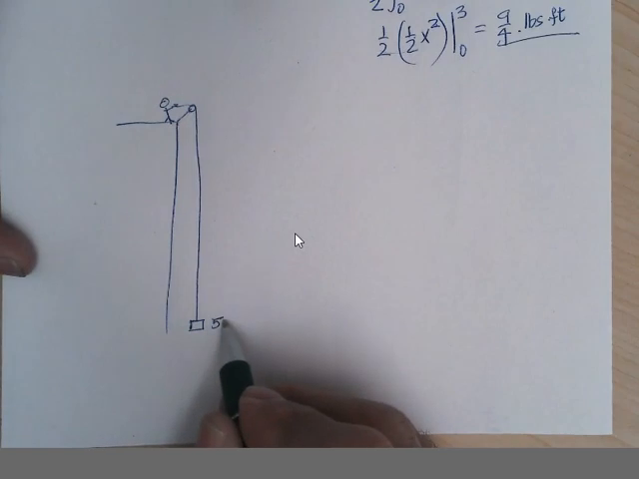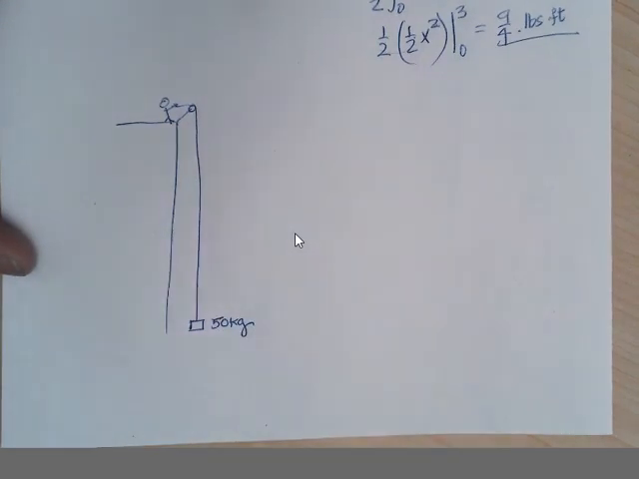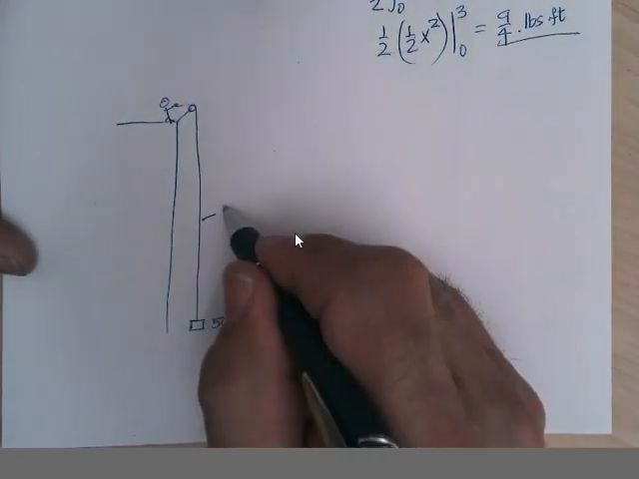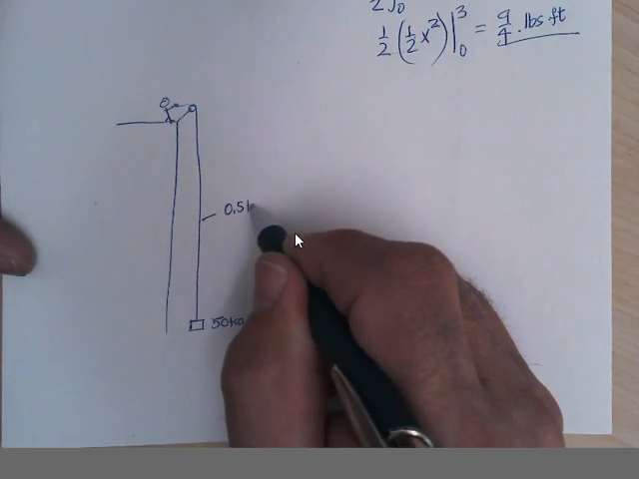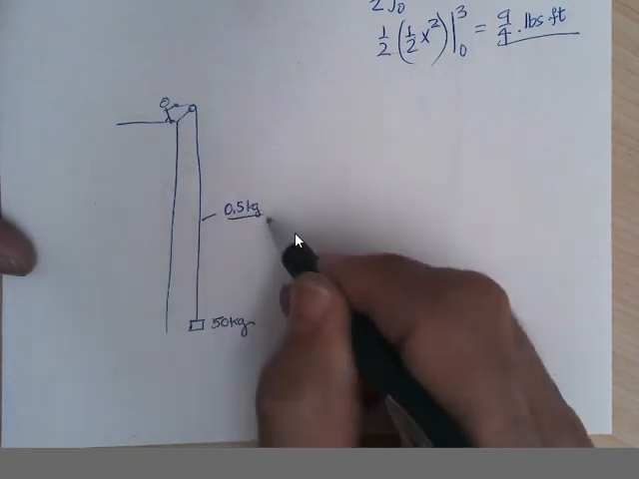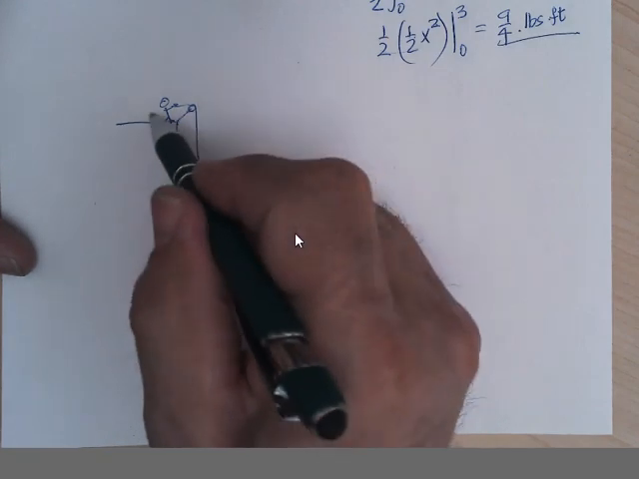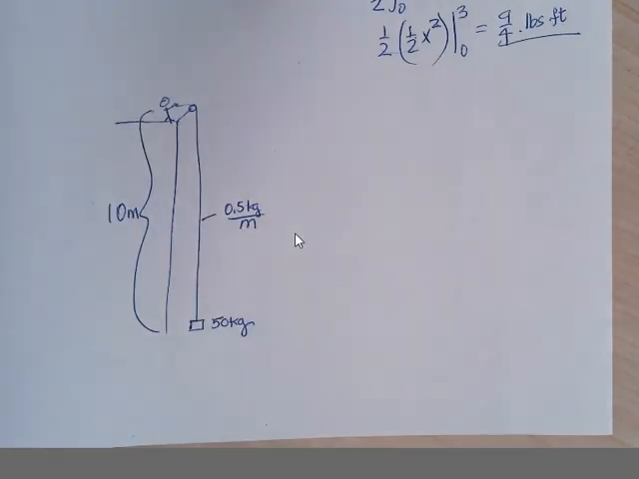The bucket is 50 kilograms, and the rope has a mass of 0.5 kilograms per meter. And let's say the building is 10 meters tall. Now there's actually 3 ways to figure the answer out to this one.